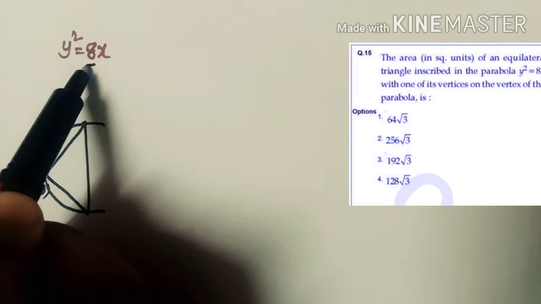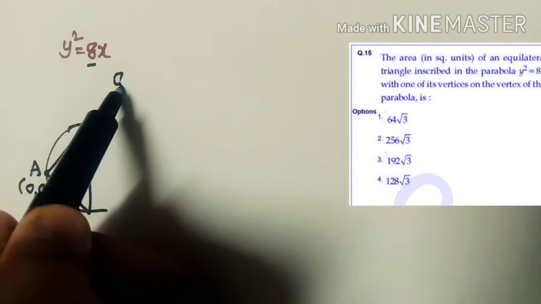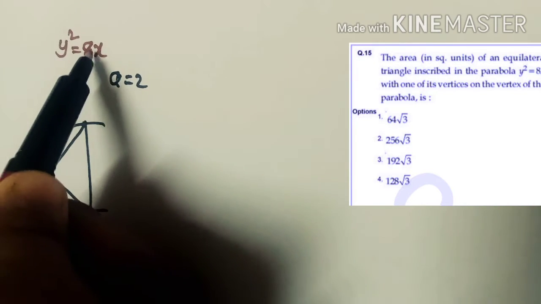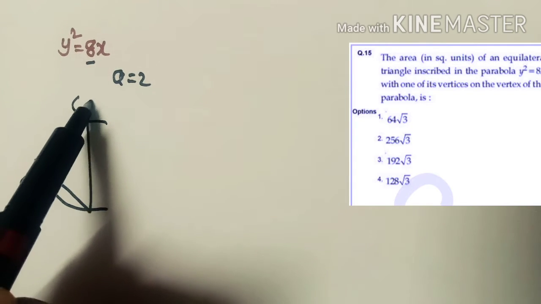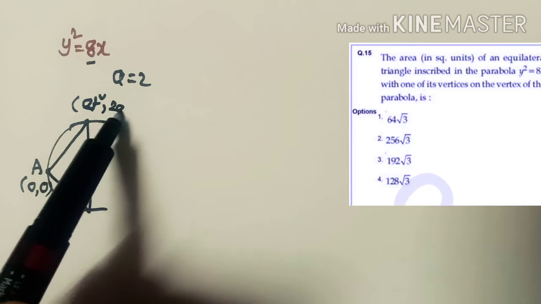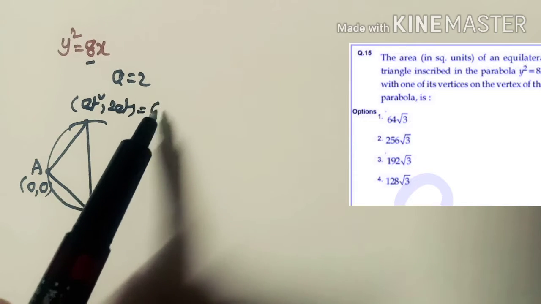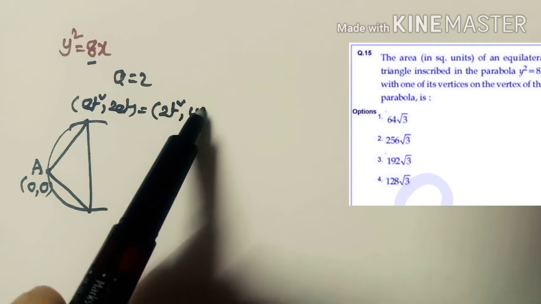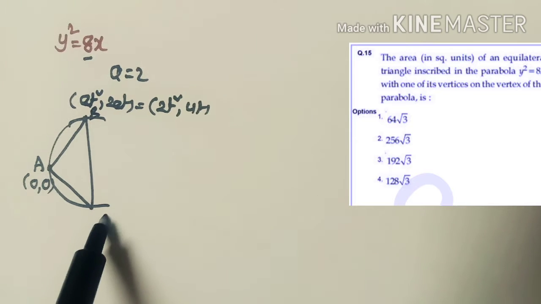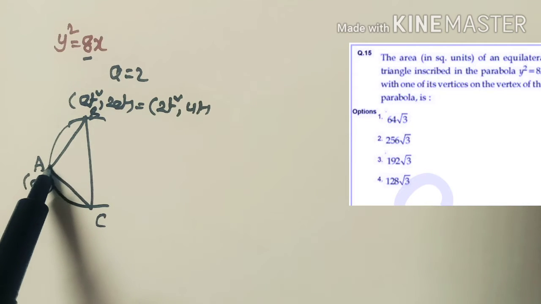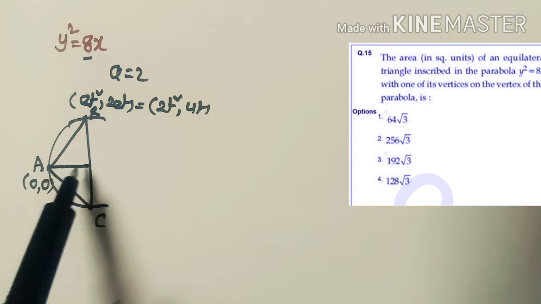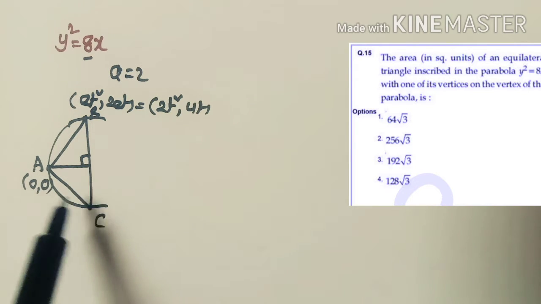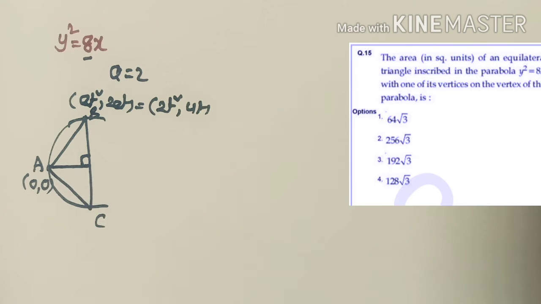Already given that one of its vertices is the vertex of the parabola, that is (0, 0). Comparing with y² = 4ax, we get a = 2. We know any point on the parabola is taken as (at², 2at). With a = 2, this is (2t², 4t). These two points are taken as B and C. From the vertex A we draw one median to the opposite side BC. Now this is a median as well as an altitude, since it is an equilateral triangle, the median equals the altitude. Both are the same.